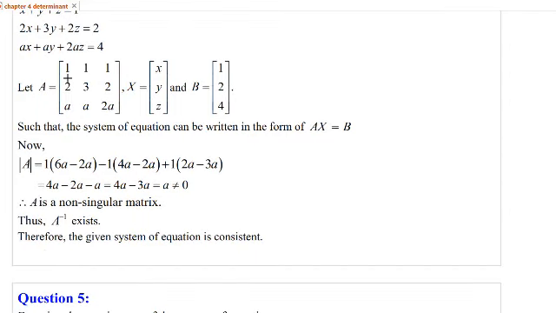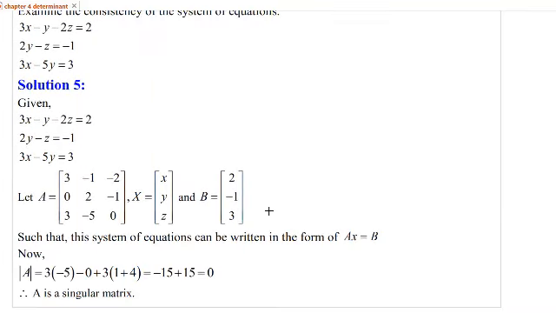For the determinant, first write this one, then change the sign, minus 1, then this one. Hiding this one by column and row, I get 6A minus 2A, that is 4A. Hiding this one by column and row, we get 4A minus 2A, that is 2A. Hiding this one by row and column is 2A minus 3A, that is minus A. Finally we got A not equal to 0. Since it is not equal to 0, the matrix is non-singular, therefore A inverse exists, and therefore the system of linear equations is consistent.